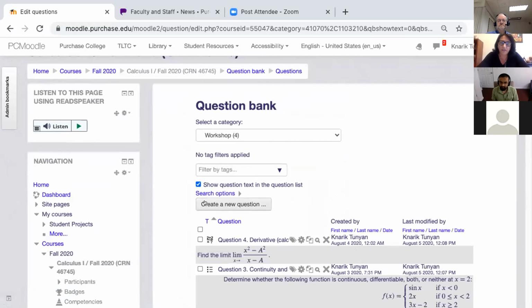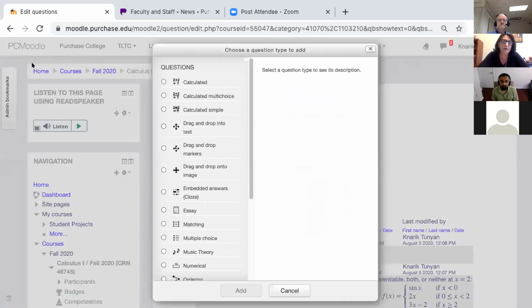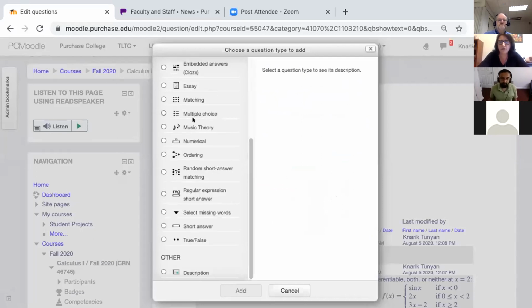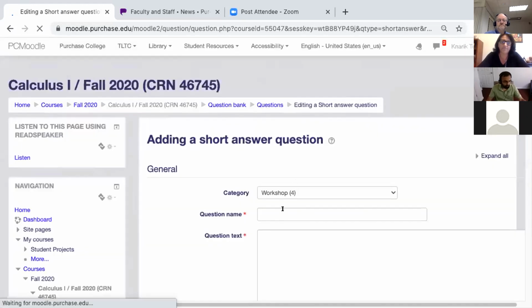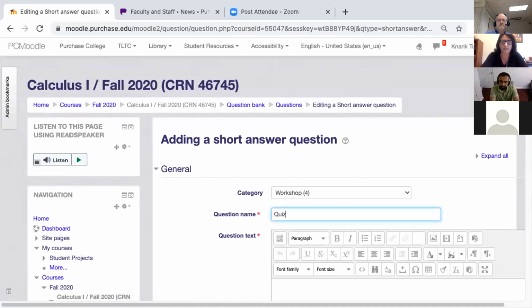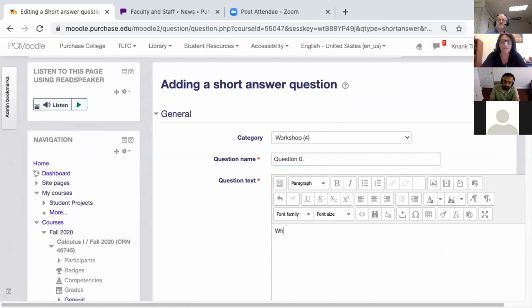If I create a new question, I'll just show quickly, it will bring up the list of possible question types, such as multiple choice, short answer, or numerical question. Let's say I choose short answer and add. I would have to name it, sorry, question 0. Remember, we are creating questions, not a quiz yet. So question 0, and here, for example, I want to ask: what is the derivative of, let's see, x to the 4th.